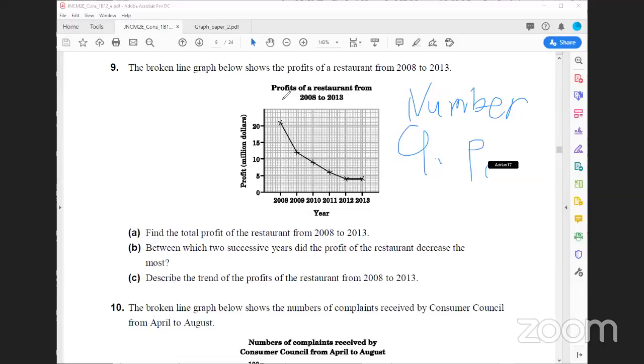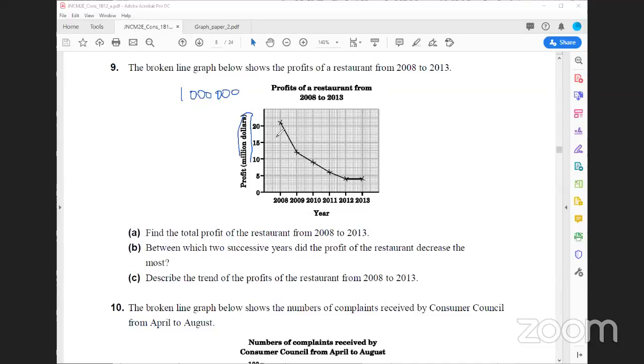Exercise 12C. Right. And then from 2008 to 2013, you can see that 2008, this one, and then this one is not $20. The unit is $20 million. Therefore this one means this value. Because the unit is already 1 million, therefore 20 means 20 million.